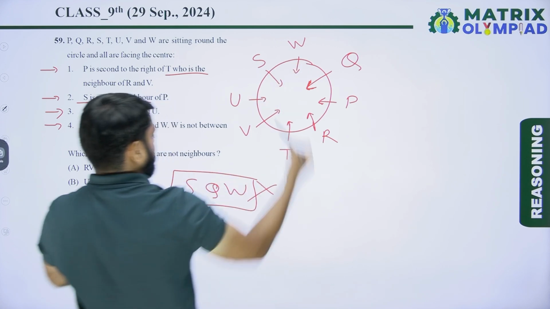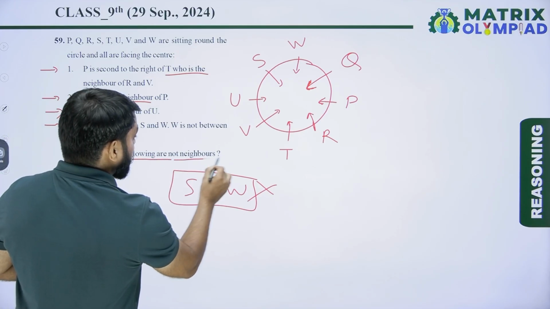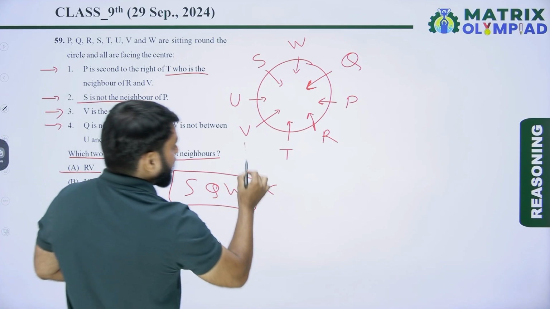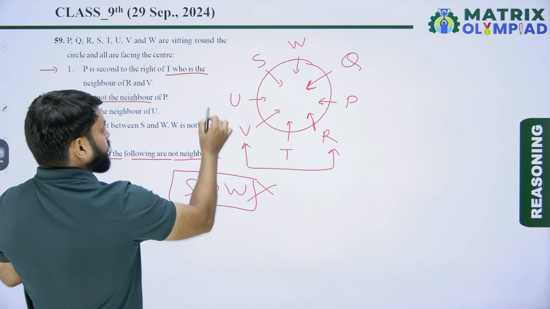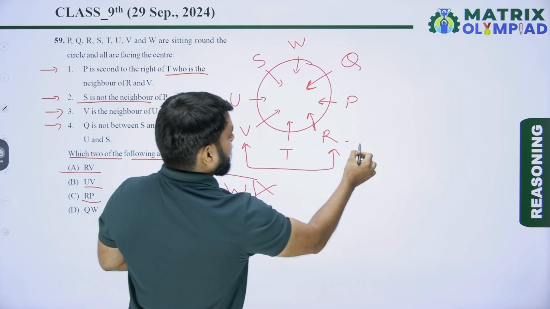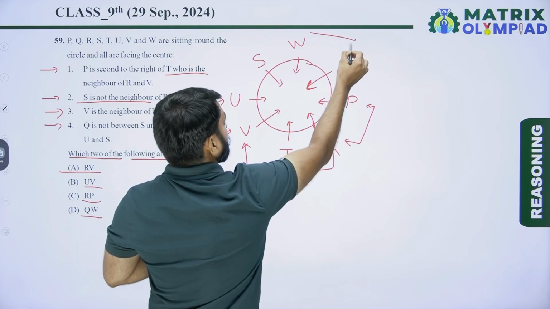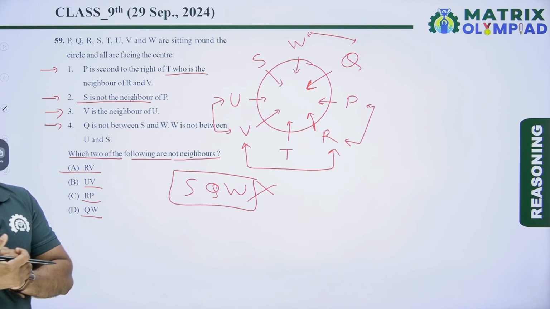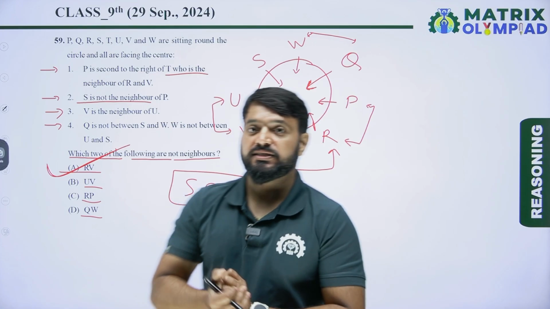U and S. So the question is, which two of the following are not neighbors? So R and V. U and V are neighbors. R and P are neighbors, and Q and W are neighbors. So here R and V are not neighbors. So it means option A is the correct answer of this question.